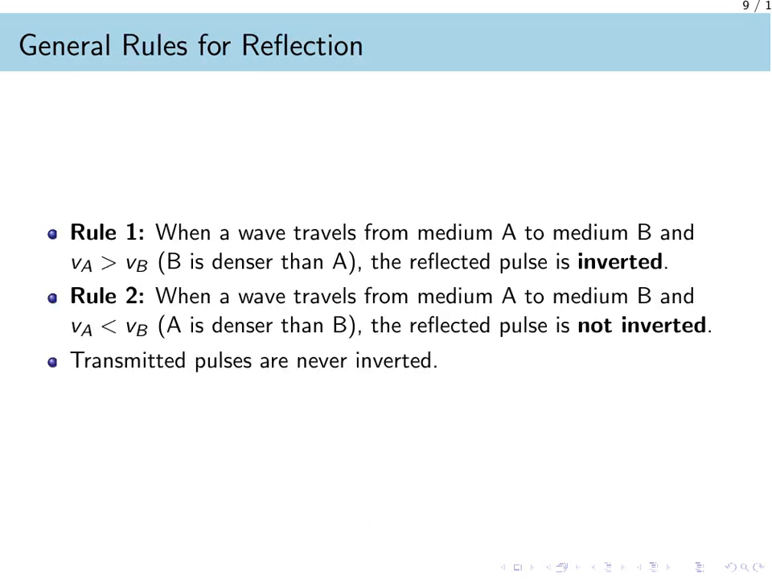We can summarize these behaviors into two general rules for reflection. Rule 1 states that when a wave travels from medium A to medium B, and the speed in A is greater than the speed in B, meaning the second medium is denser, the reflected pulse is inverted. Rule 2 states that when the speed in A is less than the speed in B, meaning the first medium is denser, the reflected pulse is not inverted. A vital point to remember for both cases is that transmitted pulses are never inverted. They always keep the same orientation.